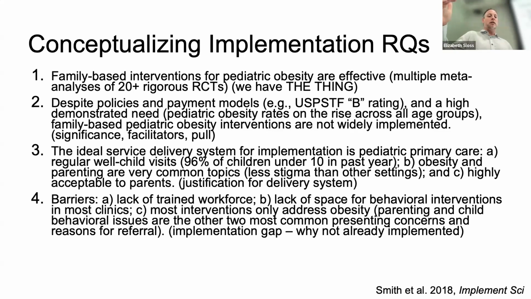But then when we have our delivery system, we have to start looking at what the potential barriers are. So in primary care, there's a lack of a trained workforce, and a lack of space for behavioral interventions in most clinics. These are not brief interventions, so they can't be done in a typical well-child visit. Most interventions only address obesity, so parenting and child behavioral issues, which often co-occur and are also the two other most commonly presenting problems, typically get referred. So then the parents are engaging in multiple programs with multiple service systems and multiple providers. You can just see this is potential chaos, especially for families that experience lots of health-related social needs.